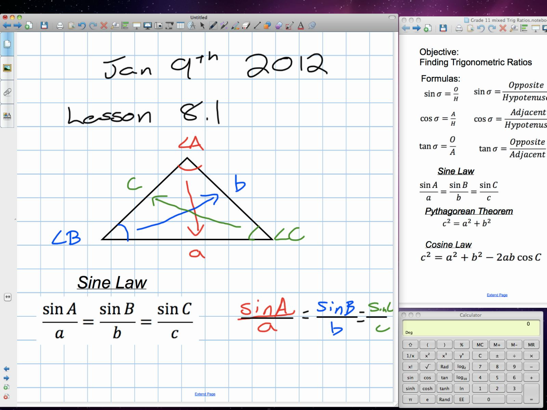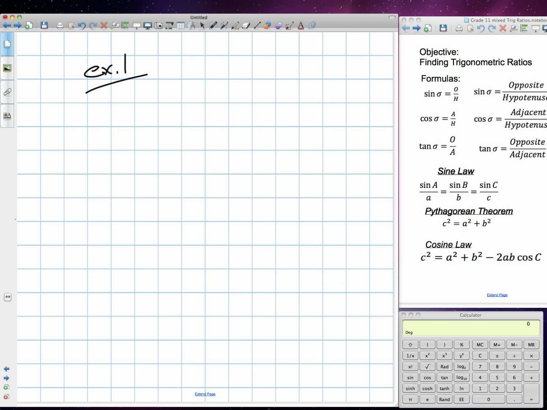Example 1. It says that a bicycle path forms a 66-degree angle with one lock of a canal. Luckily, they're giving us a picture in this question, so I'll read the question and then draw the diagram. At a distance of 2.5 kilometers along the bicycle path, the angle separating this lock from the next lock is 52 degrees. How far apart are the two locks to the nearest tenth of a kilometer?